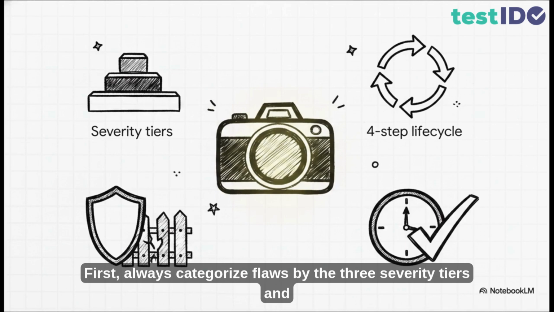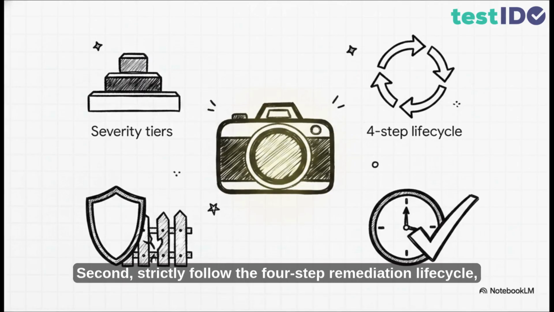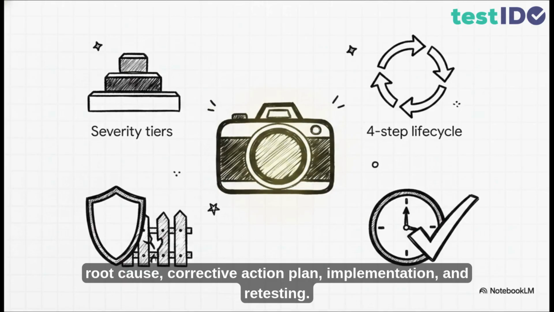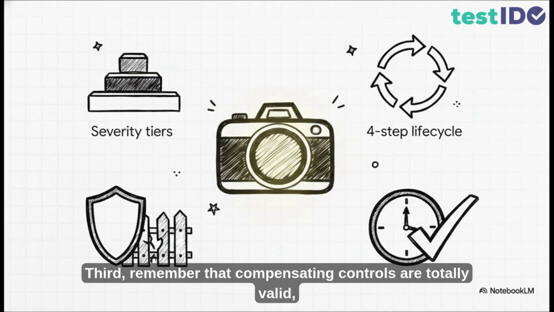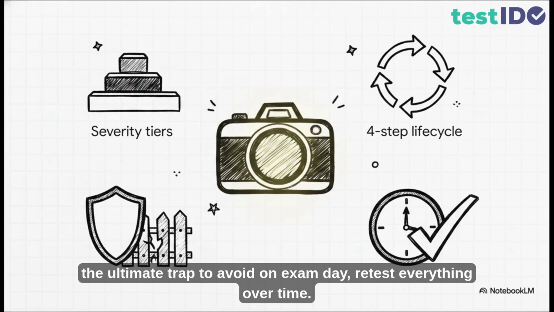First, always categorize flaws by the 3 severity tiers and keep an eagle eye out for the possibility of a material misstatement. Second, strictly follow the 4-step remediation lifecycle: root cause, corrective action plan, implementation, and retesting. Third, remember that compensating controls are totally valid, secondary safeguards when perfect fixes just aren't feasible. And finally, the ultimate trap to avoid on exam day: retest everything over time.